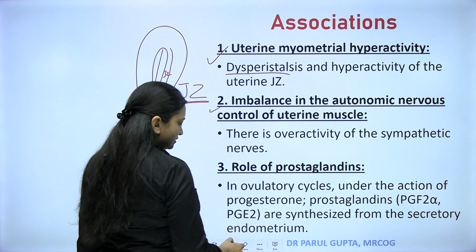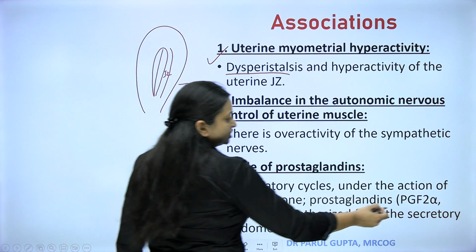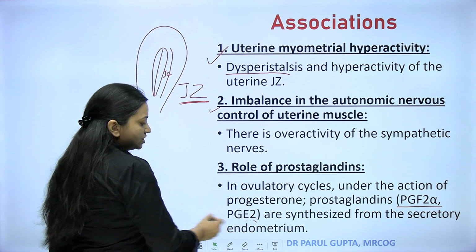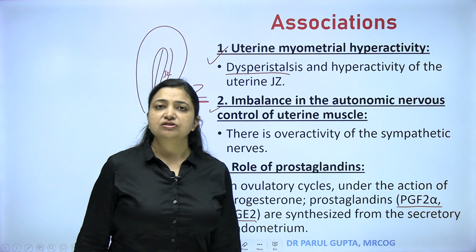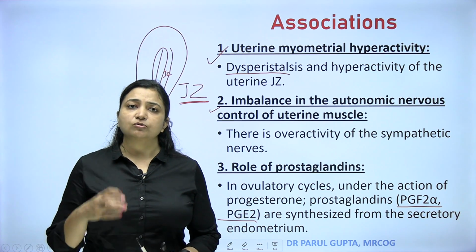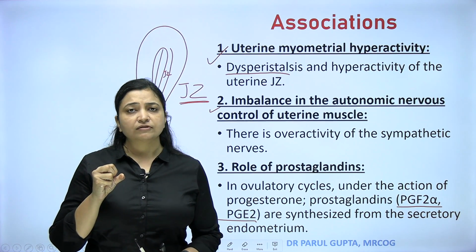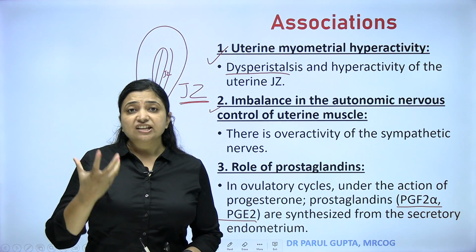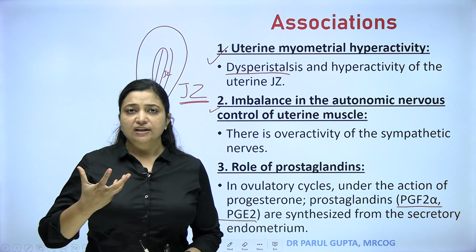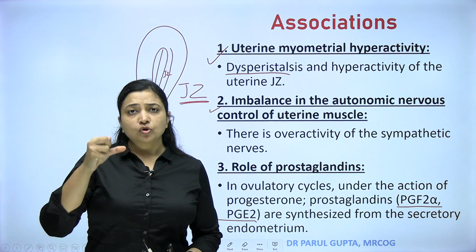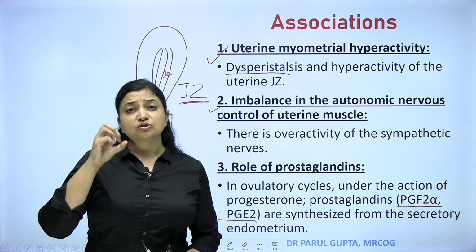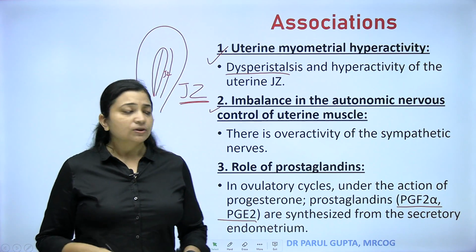The role of prostaglandins is very, very important. We know that PGF2 alpha and PGE2 have different actions on the musculature as well as on the uterine vessels. They can cause ischemia, vasoconstriction of the vessels and uterine angina. There is pain like that of angina, and it may cause more tightness of the cervical isthmus region, so more and more dysmenorrhea is there.